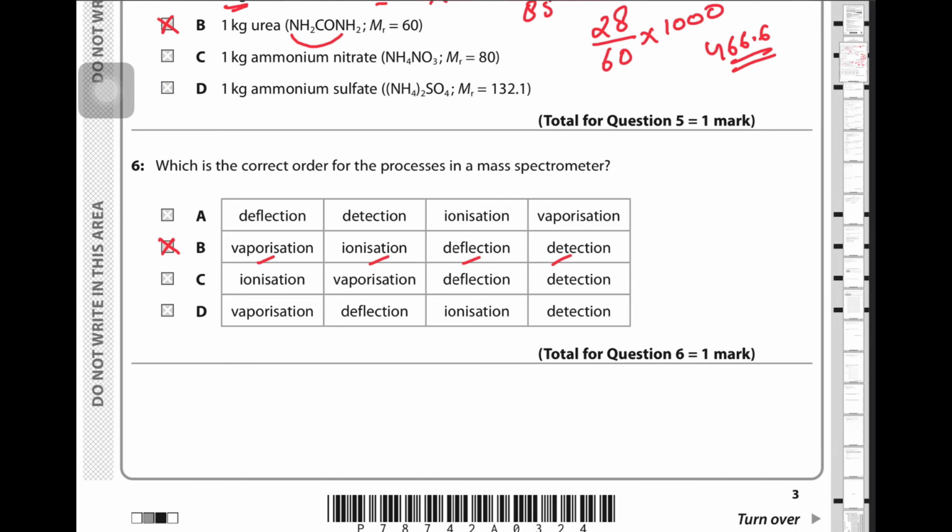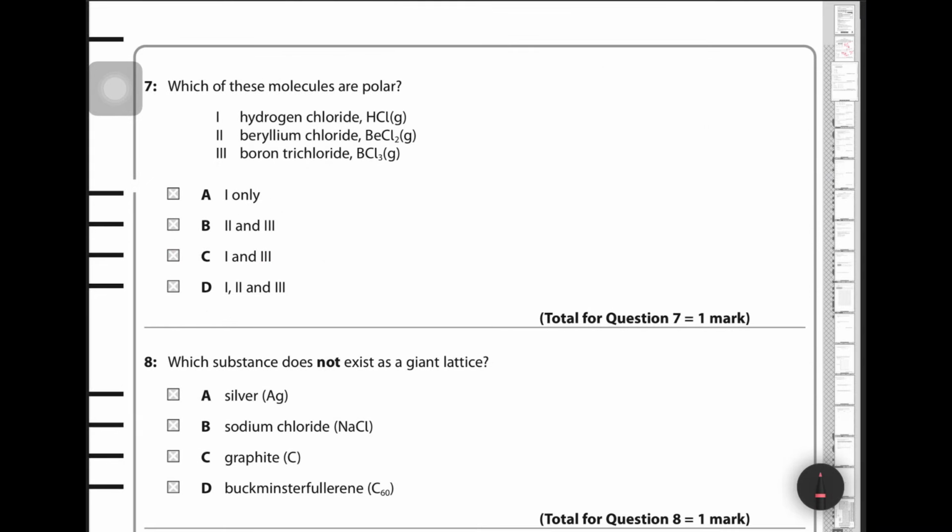Let's see the next question now. So let's look at question number 7. It's asking which of these molecules are polar. So let's draw the structure. HCl, if you see, chlorine is more electronegative, so the shared pair of electrons goes towards the chlorine. Okay, this is a polar molecule.